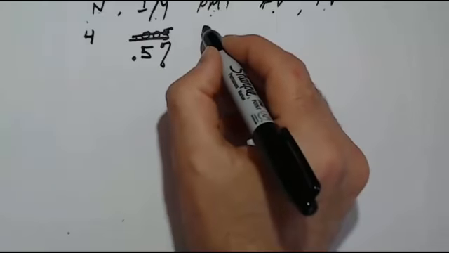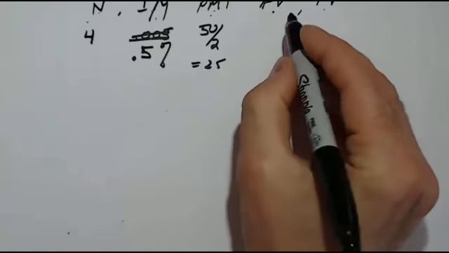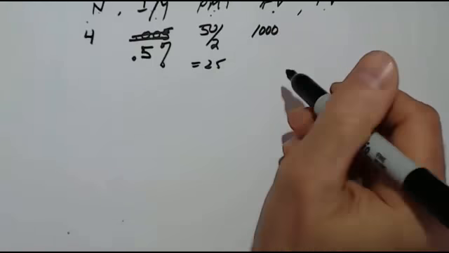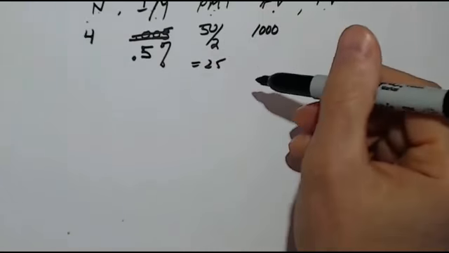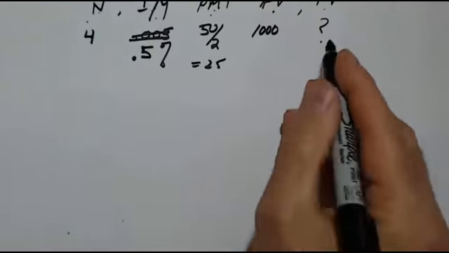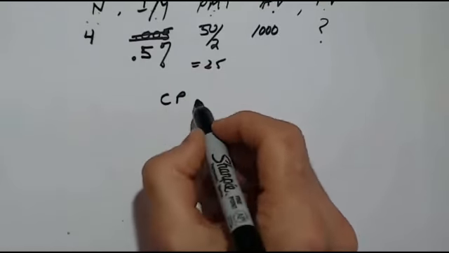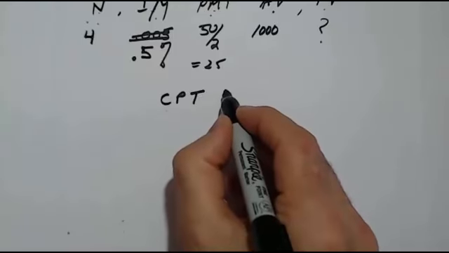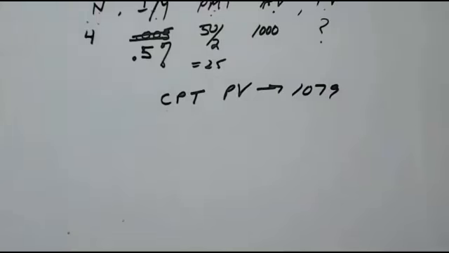What is the semi-annual payment? It's the 50 divided by 2, or 25. The future value is going to be $1,000 because that's what you're going to get 4 years from now, or 4 periods from now, excuse me. And then the question is, what is the present value? The present value is the price of the bond. So when you input these 4 variables and then you hit compute PV, out will pop $1,079 on the display of your calculator.